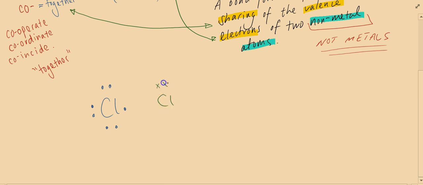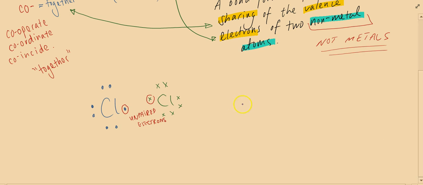So let's draw the electron dot diagram, or I'm going to draw the electrons as crosses here for another atom of chlorine. Now these two chlorine atoms, they both would really like to have one extra electron to have an octet. Now these unpaired electrons here, circle them in red. These unpaired electrons can pair up with each other to form a covalent bond.